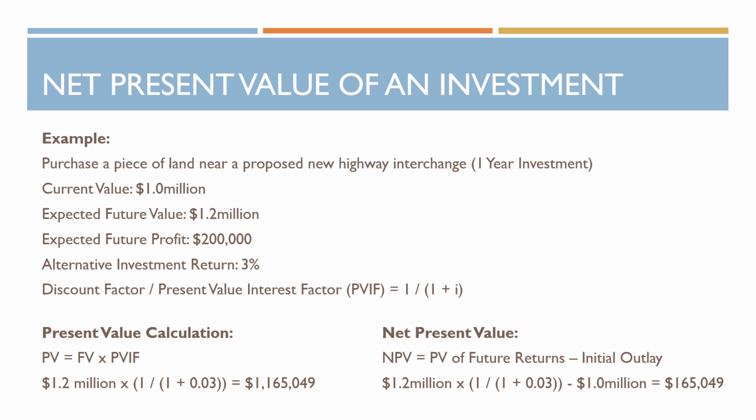In this case, we can actually use the present value calculation, which is present value equals the future value times the future value interest factor. And in this case, the future value interest factor is using the simple calculation 1 divided by 1 plus 0.03. And using 1.2 million, which is the expected future value earned from the highway project, times the interest factor, we will get $1.165 million. And this is basically the present value of the project.